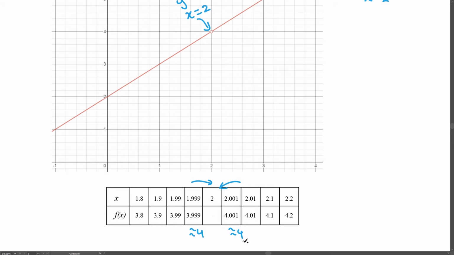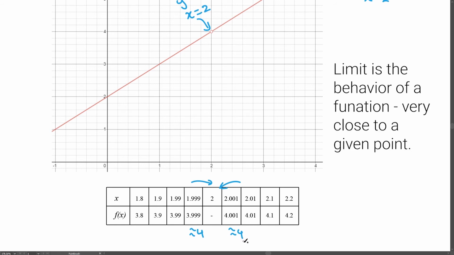This is what a limit is, the behavior of a function very close to a given point. In fact, this statement is the most important statement in this video, and so I am going to repeat it. Limit is the behavior of a function very close to a given point.